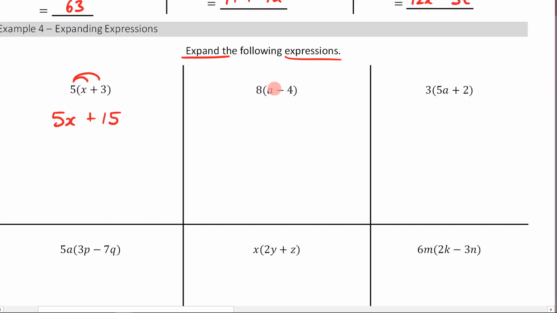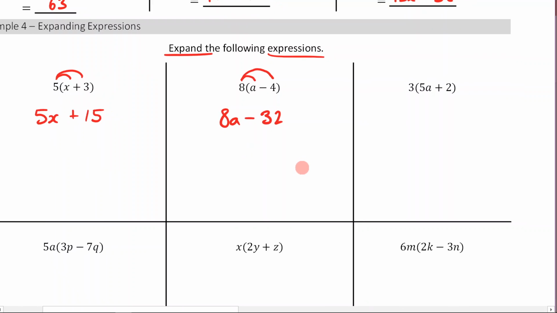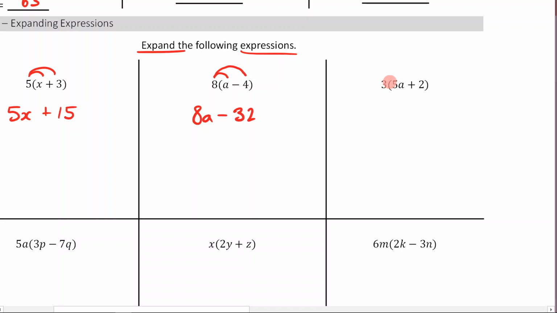Next, we come here. I'm going to have 8 times a, which is 8a, minus 8 times 4, which is going to be 32. And it's important that because we have a subtraction sign here, we have a subtraction sign there as well. Let's now go through the next one. Here we have 3 times 5a and 3 times 2. 3 times 5a, well, that's going to be 15a. And 3 times 2, that's going to be 6. And just like that, we have answered the question.